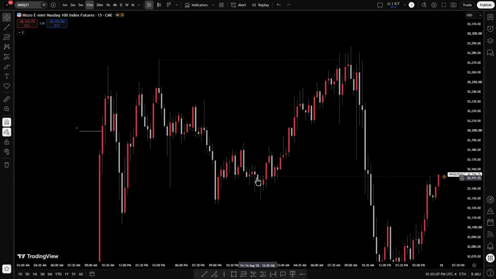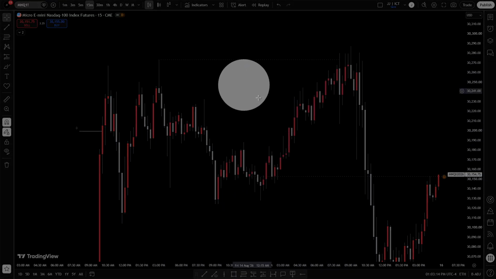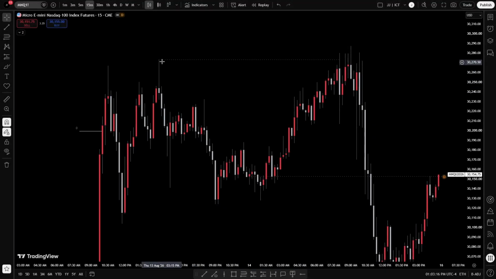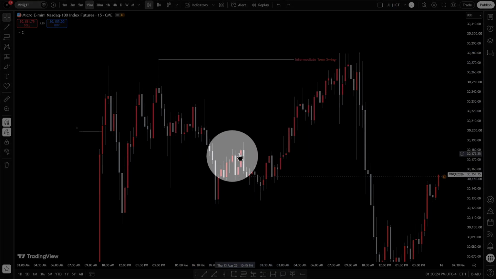Or you could say we want to manipulate higher, and you can see that as price reached up into that high, it struggled. It really did struggle. That's showing the resistance that this high has, which is an intermediate term high. I didn't set it as that intermediate term swing. There you go. So we have it accumulating.